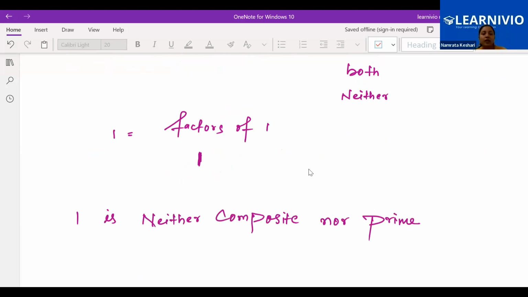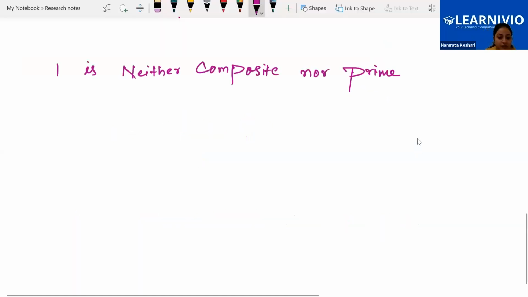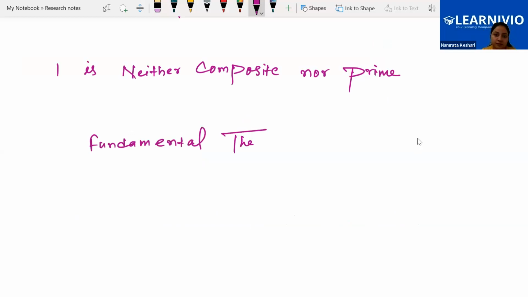Now here we have one theorem, that is the fundamental theorem of arithmetic. Let me write down the theorem over here, then we will see what exactly the theorem says. Fundamental theorem of arithmetic.